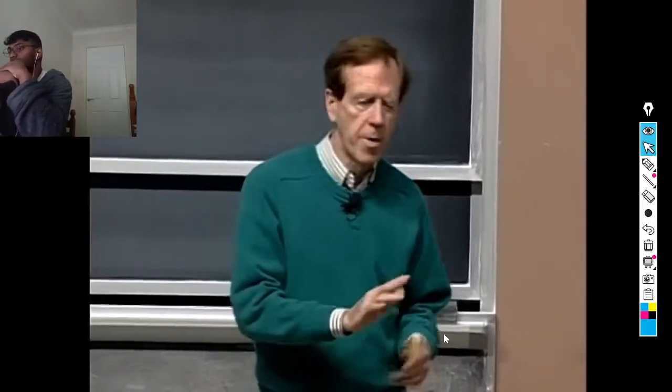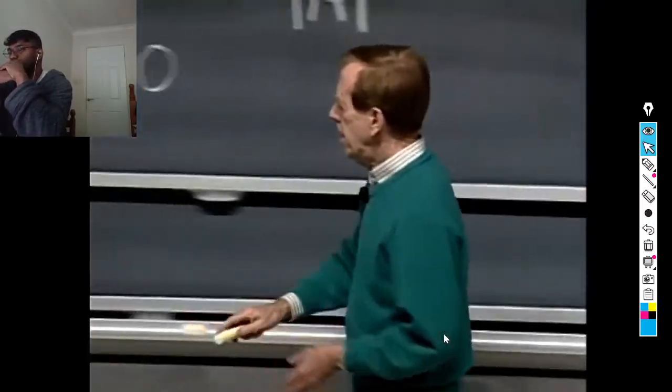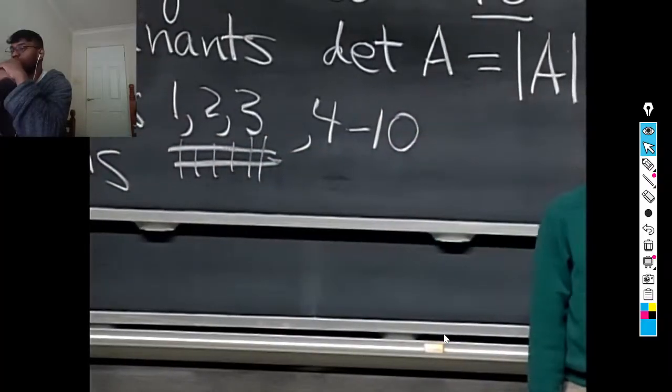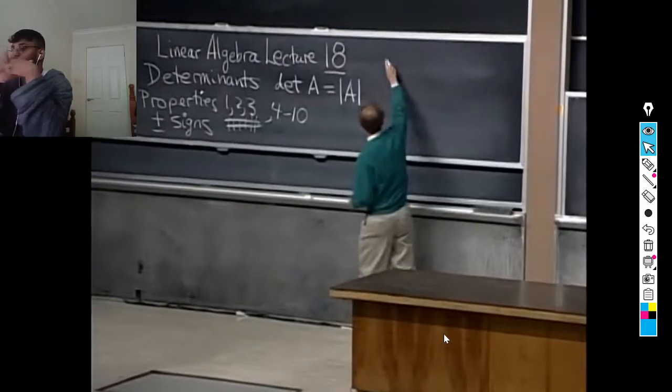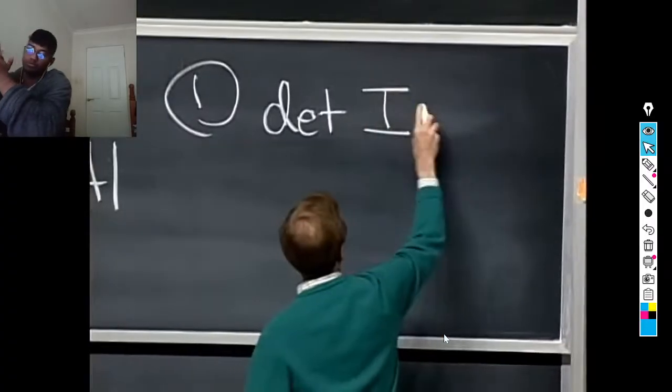So let me start. Okay, now the question is how to start. Do I give you a big formula for the determinant all in one go? I don't think so. That big formula has got too much packed in it. I would rather start with three properties of the determinant. Three properties that it has. And let me tell you property one. The determinant of the identity is 1.